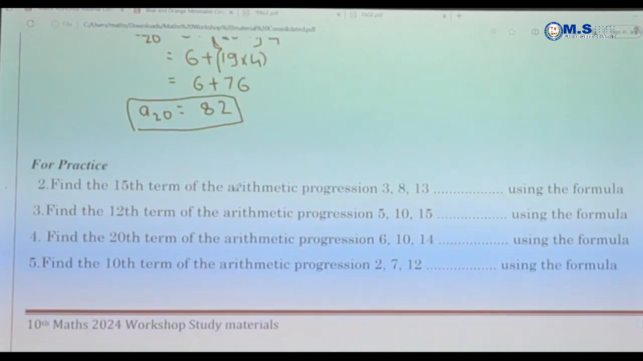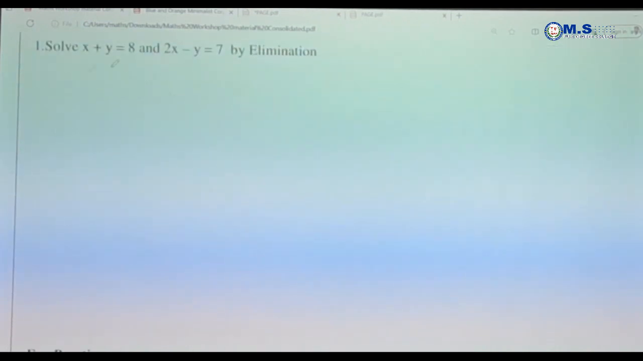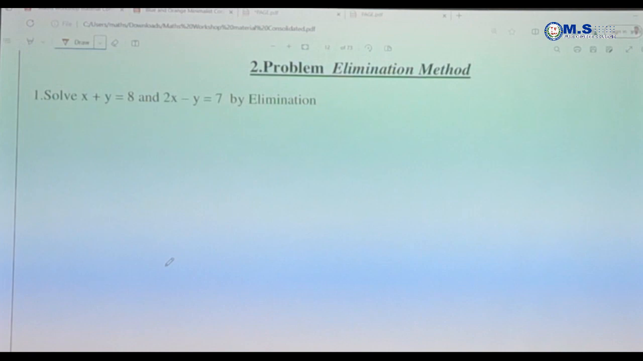So this is about practice. Please practice a problem. Next, elimination. Next one, you will always get one question on elimination. So in elimination, you just write down the question as it is.